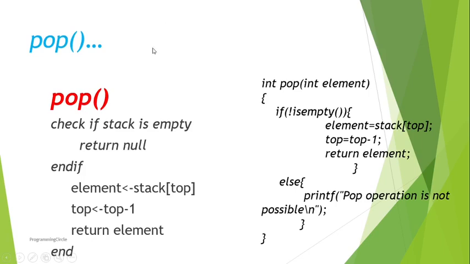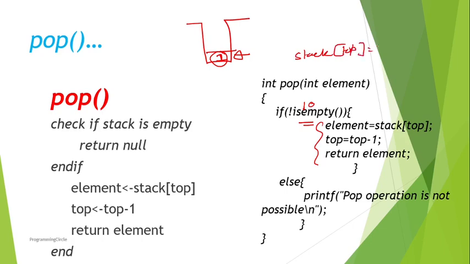Similarly, for the pop operation, what will happen? Let's say this is the situation we have. I have only one element in the stack and I want to delete that. So first the isEmpty function will be called. Because the stack is not empty, this will be false. So this will be 0, not 0 equal to 1. So element will be equal to the top element, the stack top. That is, let's say, 1. So 1 will be stored in element.